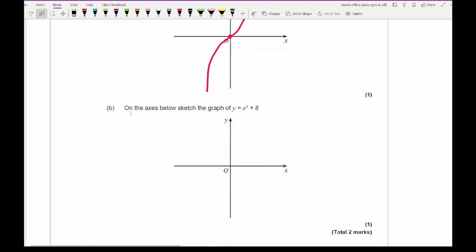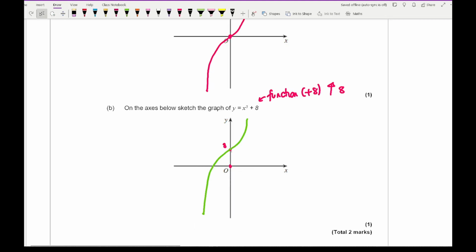Now the next question then says on the axes below, sketch the graph of x cubed plus 8. Well, when I'm adding 8, so here I'm doing something to the function, and I'm adding 8, so that means I'm going to shift it up 8 places. So that key point at the origin is now going to be here. I'm just going to mark that with the number 8. And what I'm going to do now is just replicate that curve that I'd just done before, and I'm going to draw my curve so it looks like this. And that should be fine.